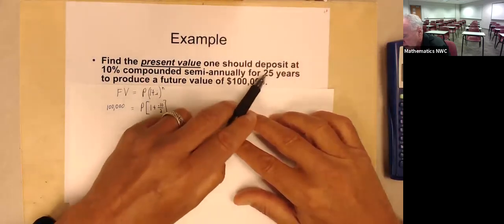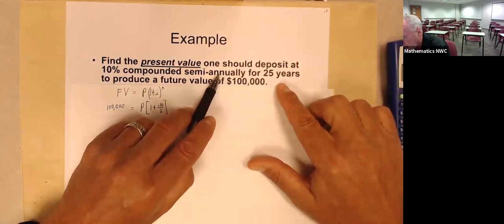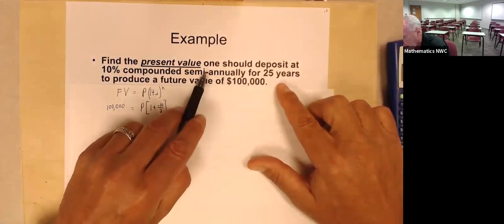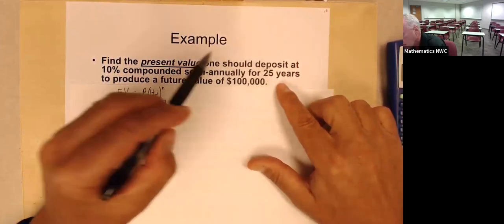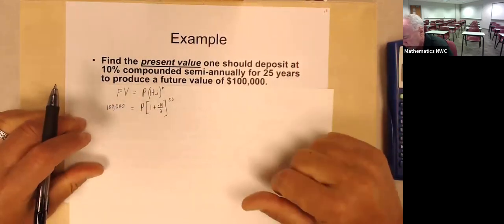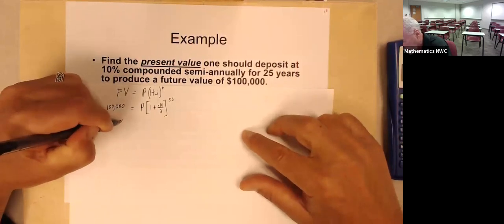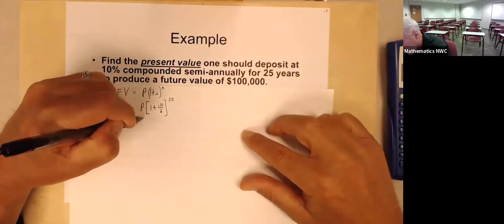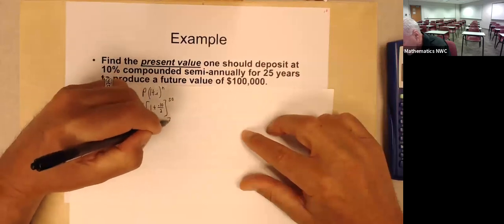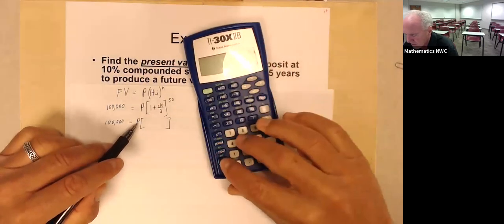And my number of years, previously we took that times 12 when it was compounded monthly. But if it's compounded semi-annually, that's 2. 2 times 25 would be 50. There's my substitutions. Well, what I got to do is I've got to get all of this into one number. Same old calculator exercise.